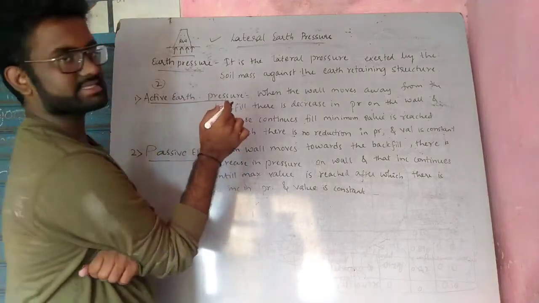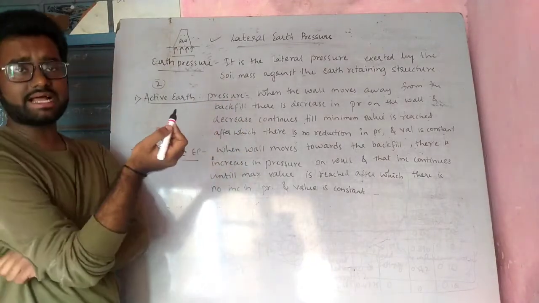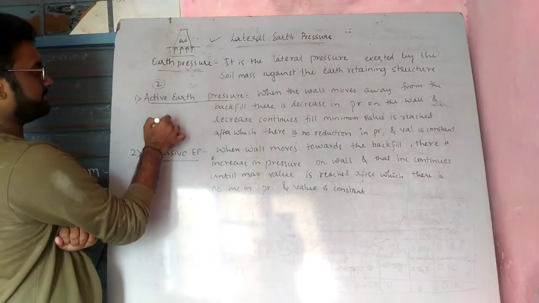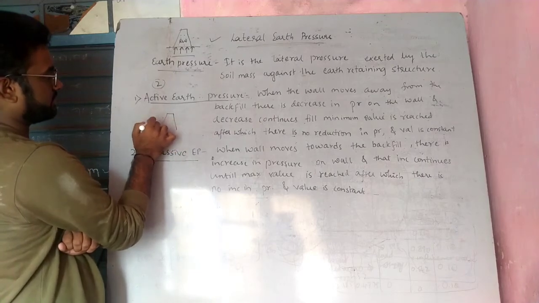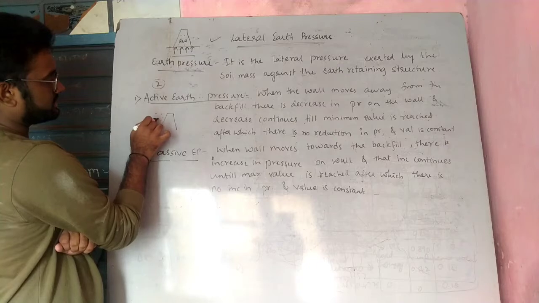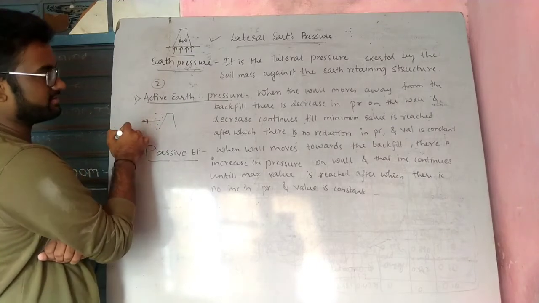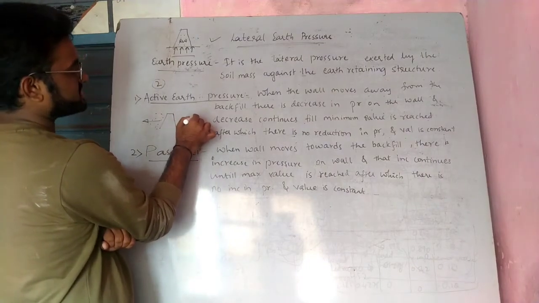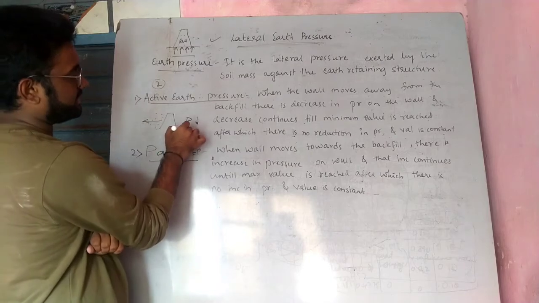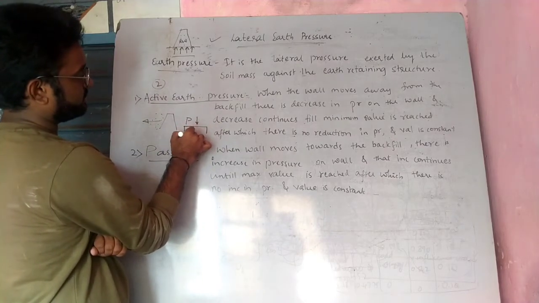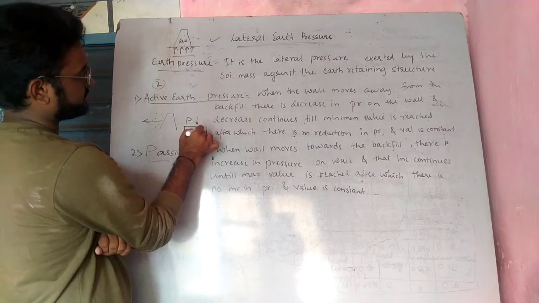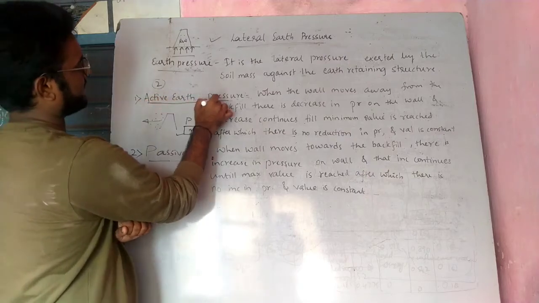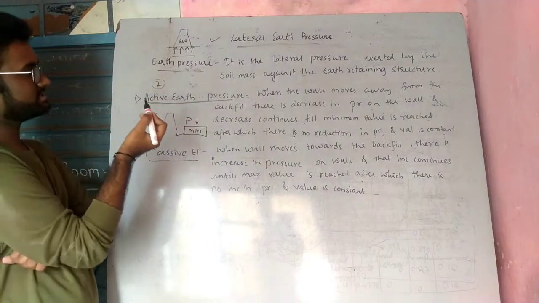Now let us discuss what is this active earth pressure. When the wall moves away from the backfill, say for example, this is the backfill, the earth retaining structure is moving away from the backfill. That time, there is a certain amount of pressure, that pressure will decrease to some value, and that decrease will continue till the minimum value is reached. And when this pressure remains constant, that time the pressure is called active earth pressure. This is the basic definition.